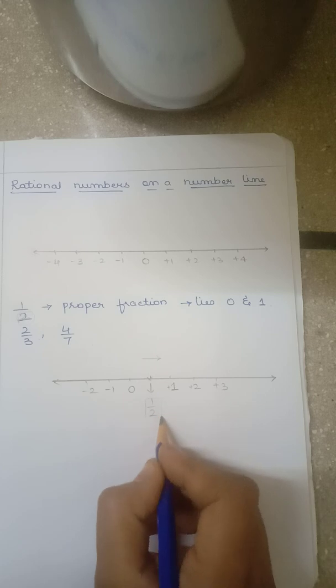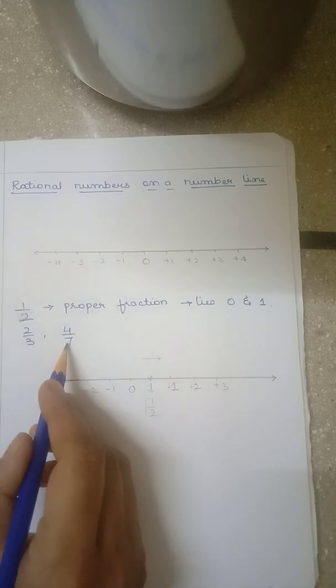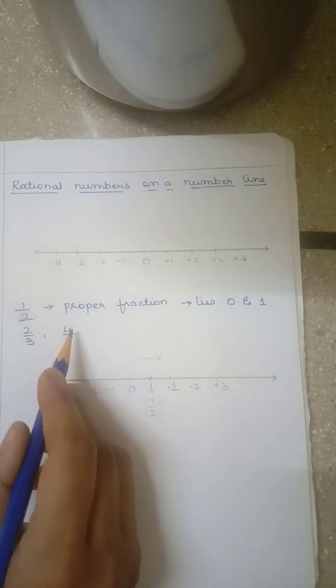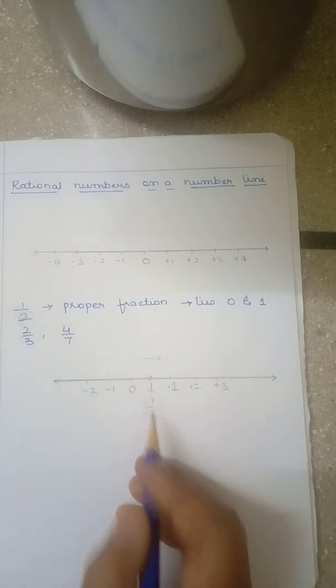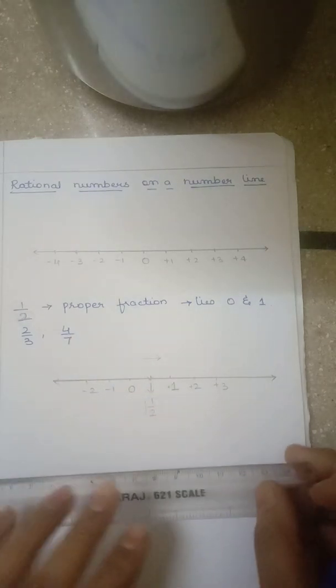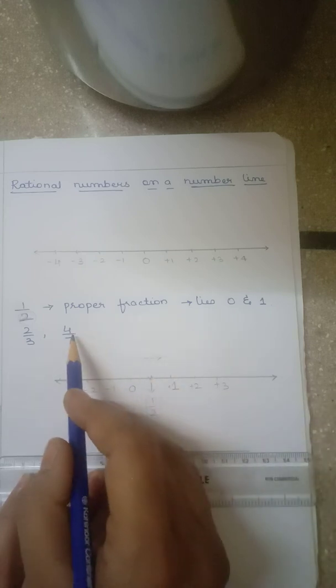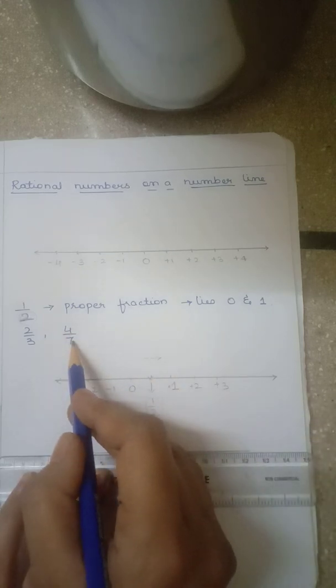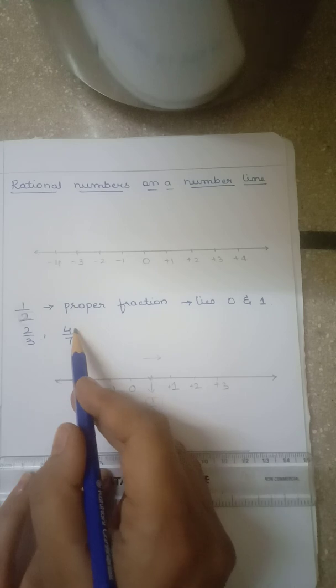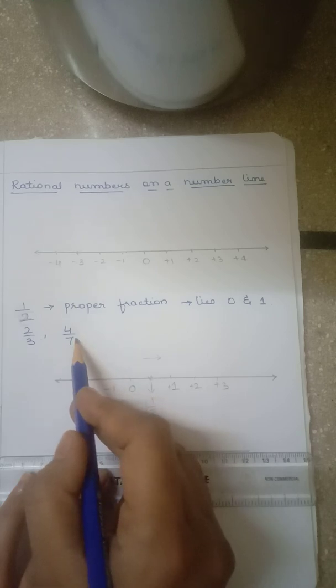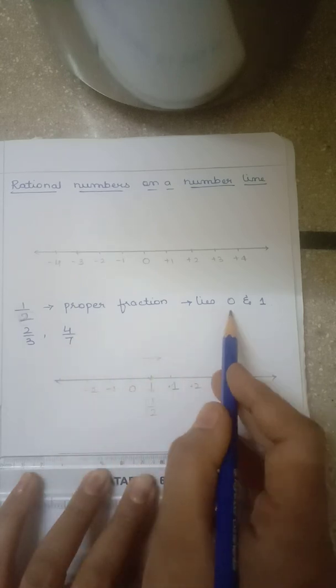So whatever is the denominator, that many parts you have to make, and whatever is the numerator, that many parts you have to take and mark the rational number. In the same way, next one we will see. Next one we will take 4 by 7. Now 4 by 7 is also a proper fraction where the numerator is less than the denominator. So it also lies between 0 and 1.